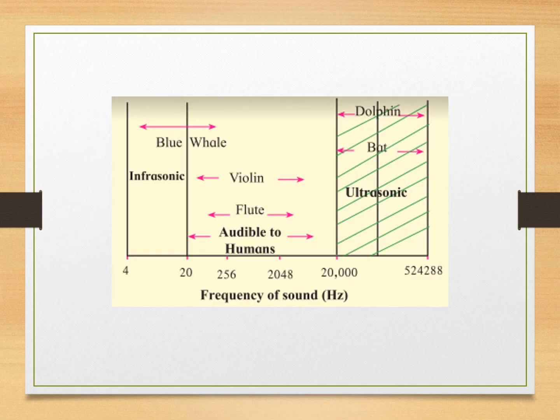Now see children, frequency of sound. Just now we have discussed infrasonic, audible and ultrasonic sound, and it is all given in this picture. See, 4 to 20 means what? Infrasonic it is written here, and blue whale can hear infrasonic as well as audible sound. Audible sound is heard by human beings. Yes, audible sound means what? The sound which human beings can hear. Okay. Then ultrasonic sound is produced by dolphin and bat.